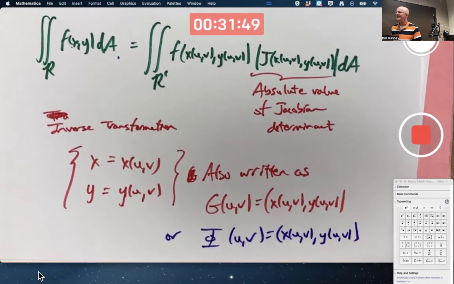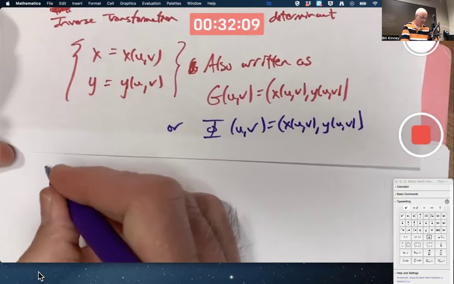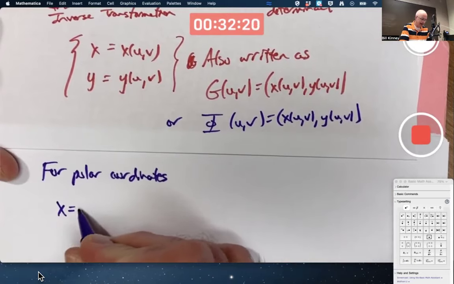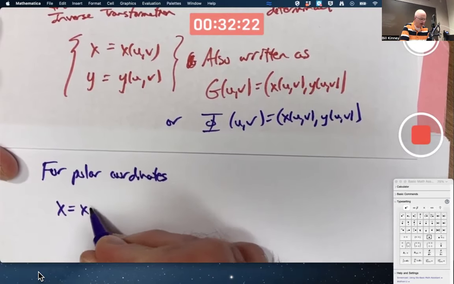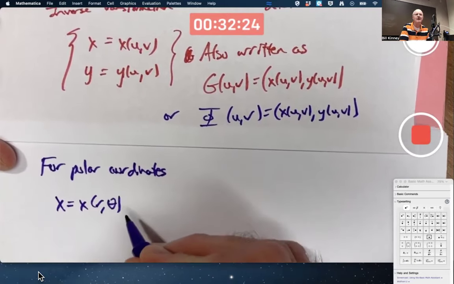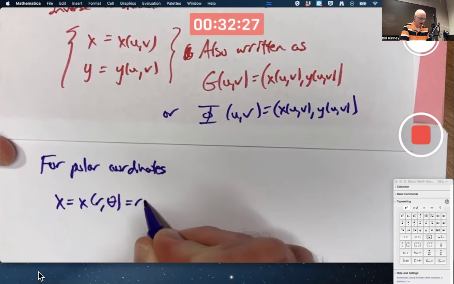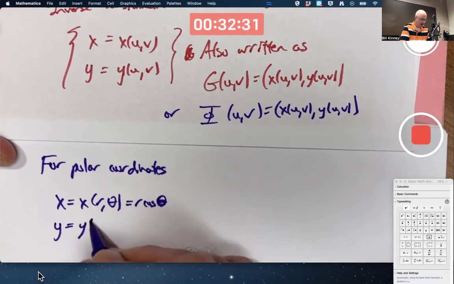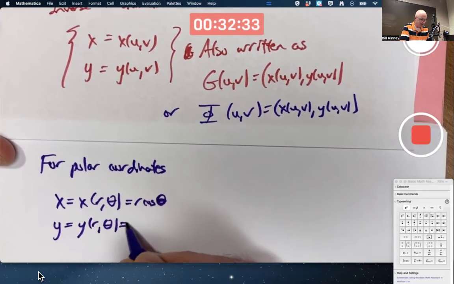If this is a general change of variables, it better work for special cases like the example we did. It also better work for polar coordinates. Does this work for polar coordinates? For polar coordinates, x equals x of, should I write u, v? No, how about r, theta? Is r cos theta. And y equals r, y of r, theta is r sine theta.